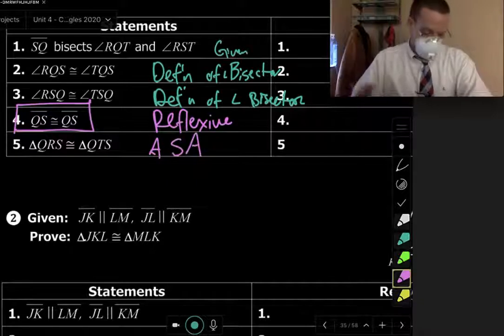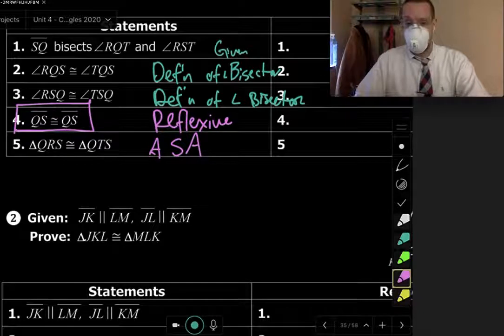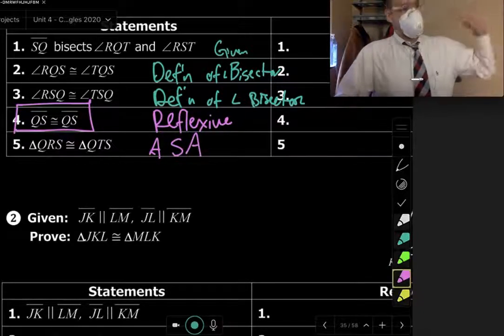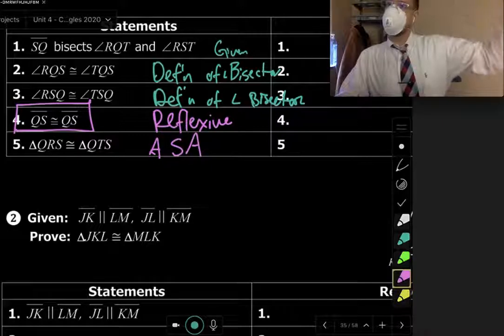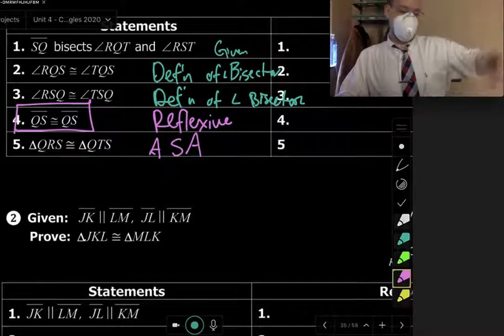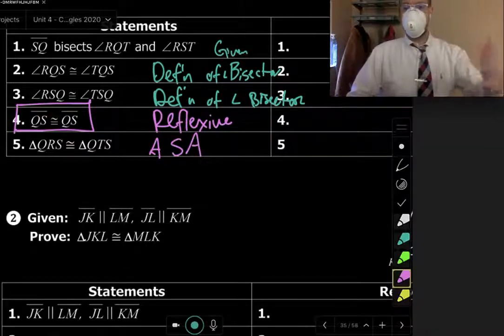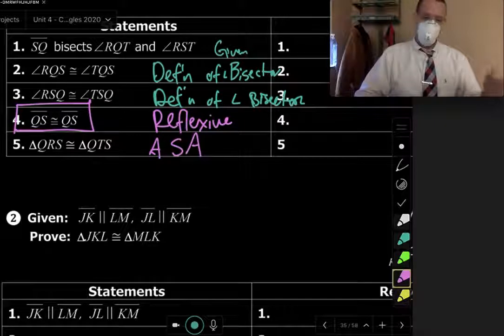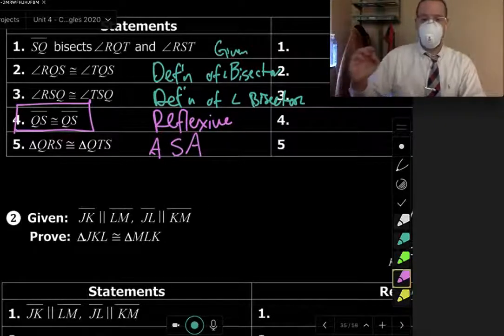So again, the idea here is going to be looking for these types of things. Bisectors make angles congruent. What else makes angles congruent? Vertical angles make angles congruent. What are those? Alternate interior angles, right? Parallel lines make things congruent. So we have these ways of making things congruent. Just be on the lookout for those, and use those as your angles.